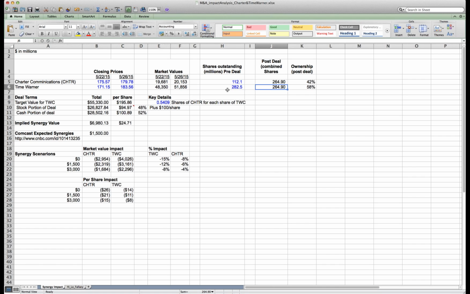All right. The next thing we want to think about is the total value for Time Warner Cable, right? That was provided in the press releases, et cetera. And then that's the total. This is the per share value. The stock portion of the deal is based on, again, this ratio 0.5409.